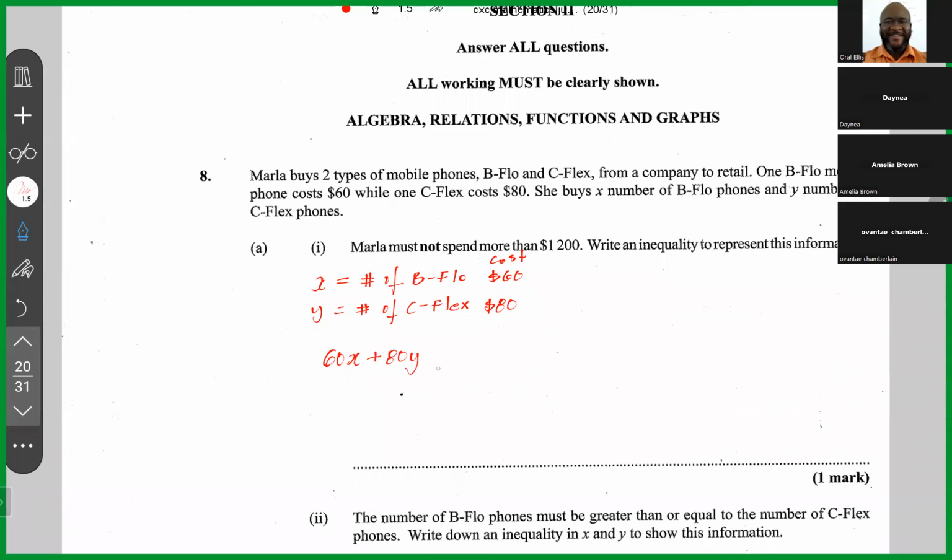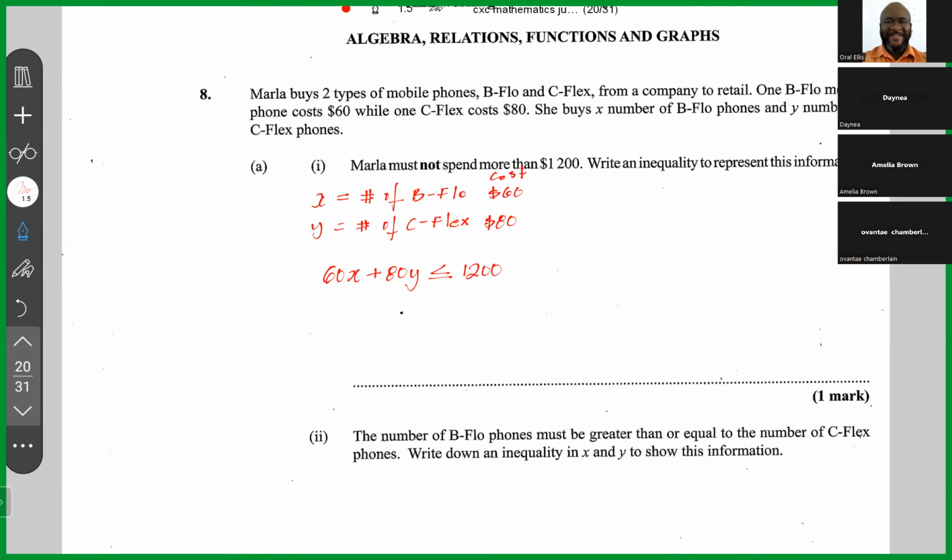Now, the amount of money that Marla spent must be less than or equal to 1,200. And the idea there is that she only has 1,200 to spend to buy phones, no more than that amount. You can either spend what you have, which is the 1,200, or you can spend what? Less. The inequality is 60x plus 80y is less than or equal to 1,200.